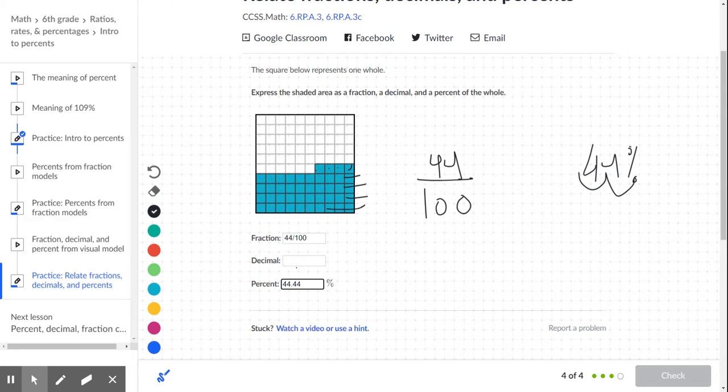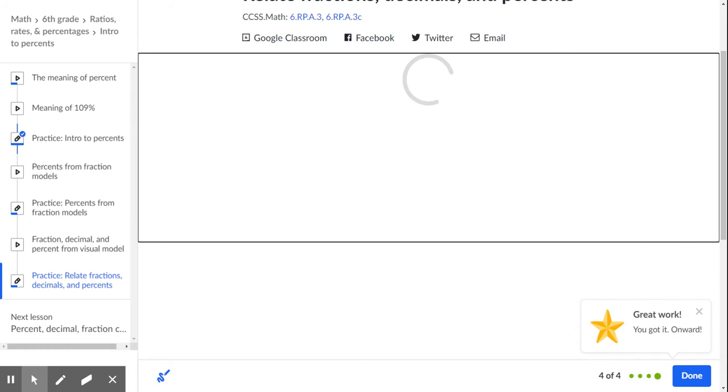Oh, what type of foolishness is this I've clicked? 0.44. I almost forgot my decimal again. What is happening? Let's try this. 0.44. There we go. And we are done.